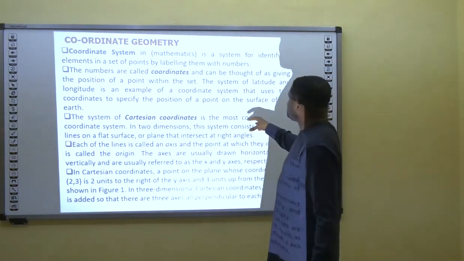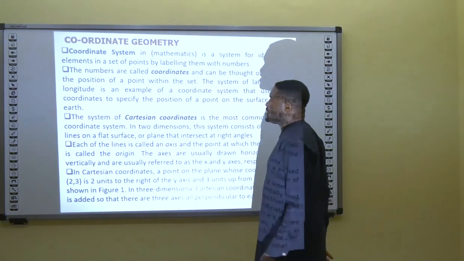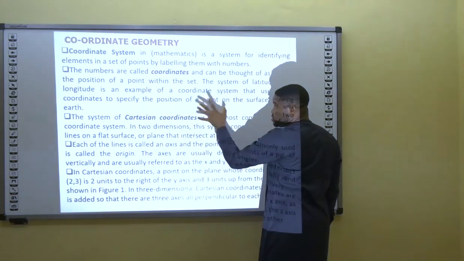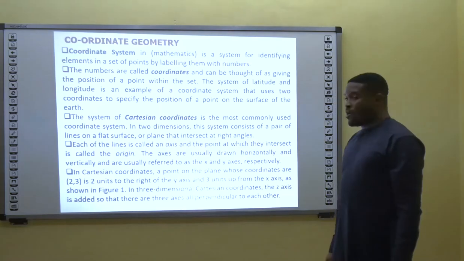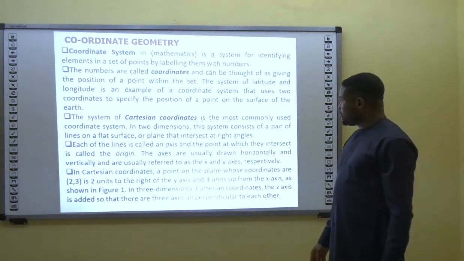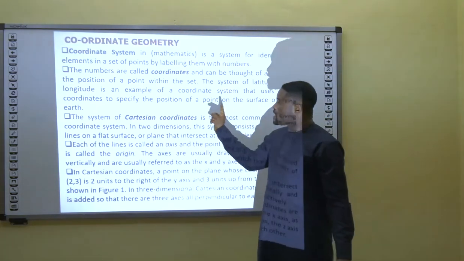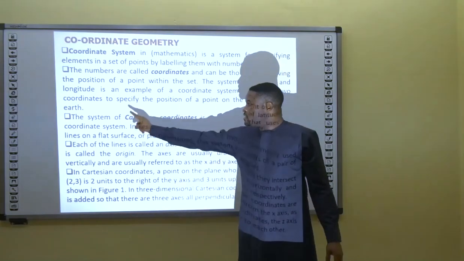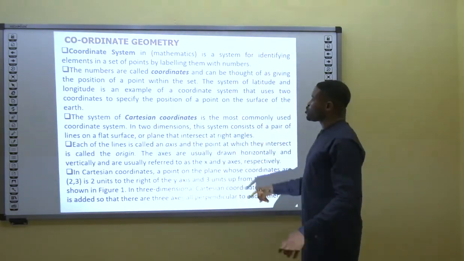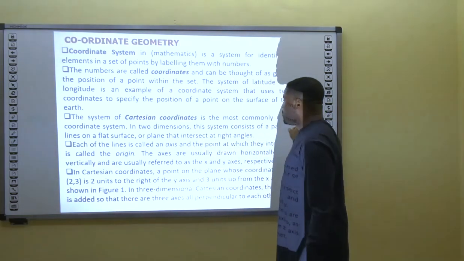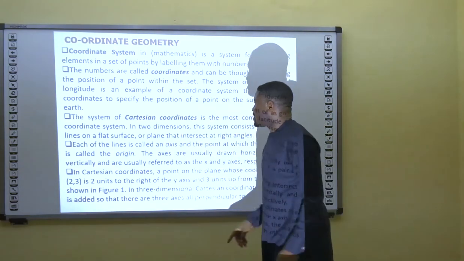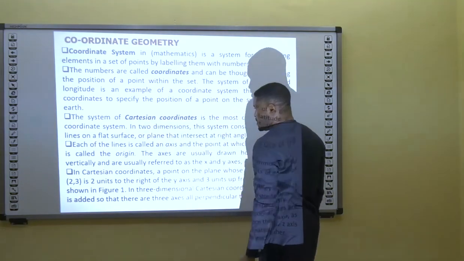It's similar to what we have been saying, where numbers are used as coordinates for certain points in geography. There's what we call the Cartesian coordinates. The system of Cartesian coordinates is the most commonly used coordinate system in the world. So you have people in different fields that study coordinates using the Cartesian coordinates.